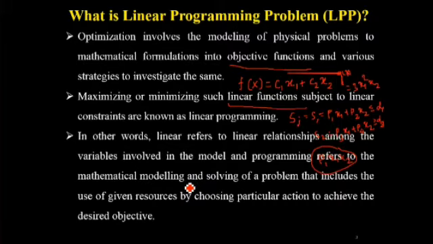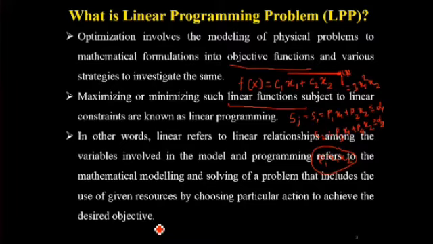Like from a physical problem to a mathematical formulation: when a physical problem situation is given, from that we will derive this function f of x and sj. The deriving part of the process is called mathematical modeling. For that we are writing that programming, and solving the problem includes the use of given resources by choosing a particular action to achieve the desired objective.